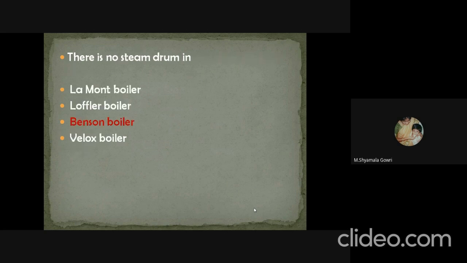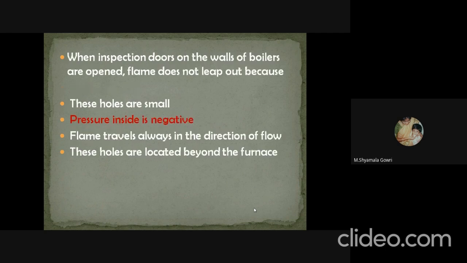Which boiler has no steam drum? We have four boilers. In that, one boiler doesn't have any steam drum, that is Benson boiler. When inspection doors on the walls of the boilers are open, flame doesn't leap out because the pressure inside is negative. The reason is pressure inside is negative.